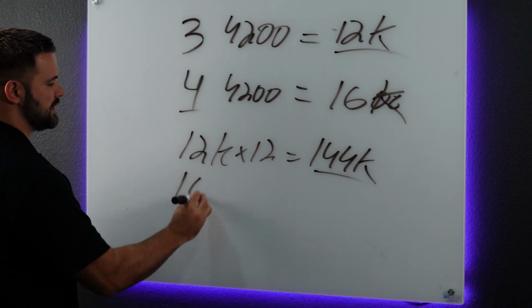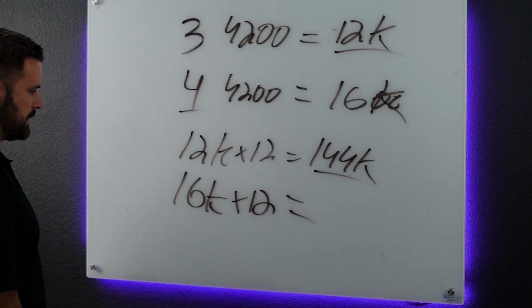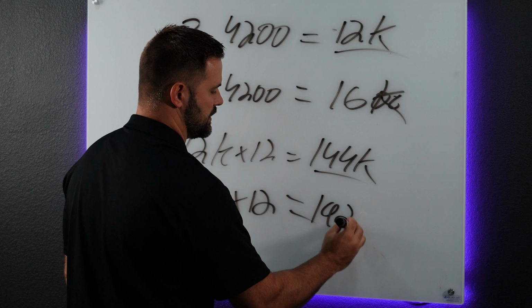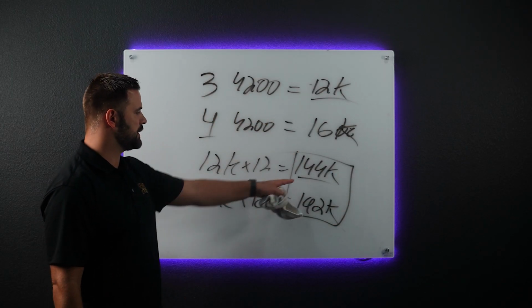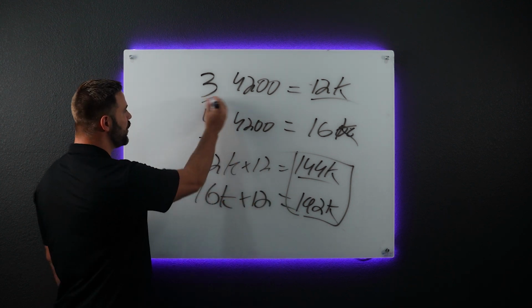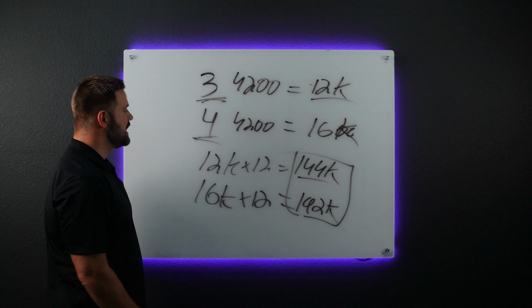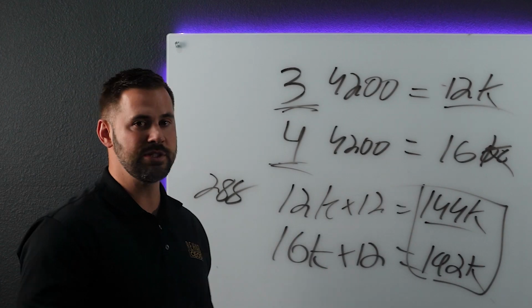And if you take $16,000 and times it by 12, that is going to be $192,000 per year. So it is costing you guys anywhere between $144,000 to $192,000 if you only have 3 or 4 providers. If you have 6 providers, well, that's $288,000. And the number just keeps going up.